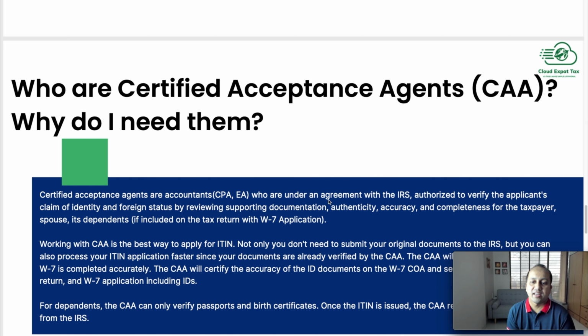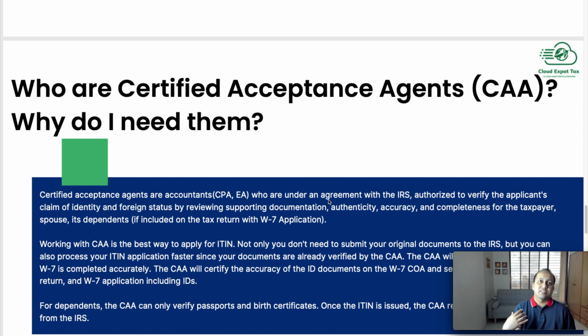So who are certified acceptance agents and why do I need them? Certified acceptance agents are accountants who are in agreement with the IRS, authorized to verify the applicant's claim of identity and foreign status by reviewing supporting documentation, authenticity, accuracy, and completeness for the taxpayer and spouse, and dependents, if they are included on the Form W7 application.